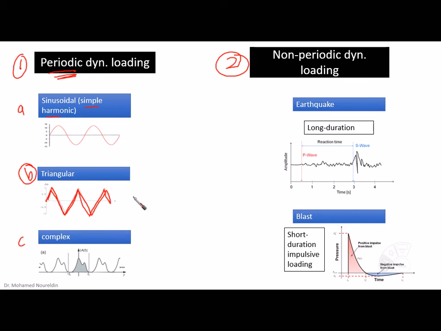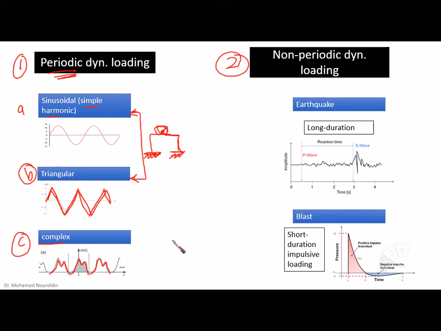And then there is another type, which is the complex form, which, as you can see here, is repeated, but it is complex. It is not sinusoidal and not triangular. Actually, the first two you can find in machinery. For example, if you have machinery equipment, whenever you turn on this equipment, it is going to provide different types of harmonic or maybe sinusoidal or triangular loading for the structure that is supporting it.